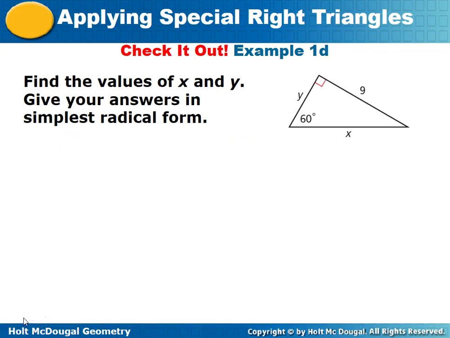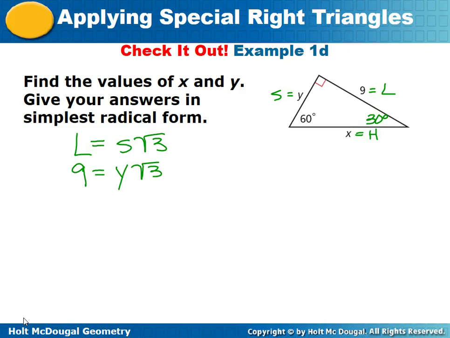Once again, I know this is a 30, 60, 90 triangle because we have our 60-degree and it's a right angle, so this is our 30-degree. The side opposite the 30 is going to be our short side. The side opposite the right angle is going to be our hypotenuse. And the side opposite the 60 is going to be our long side. So this time we have L, so we're going to start with our L equation. So we have 9 is equal to, this time we have y square root of 3.